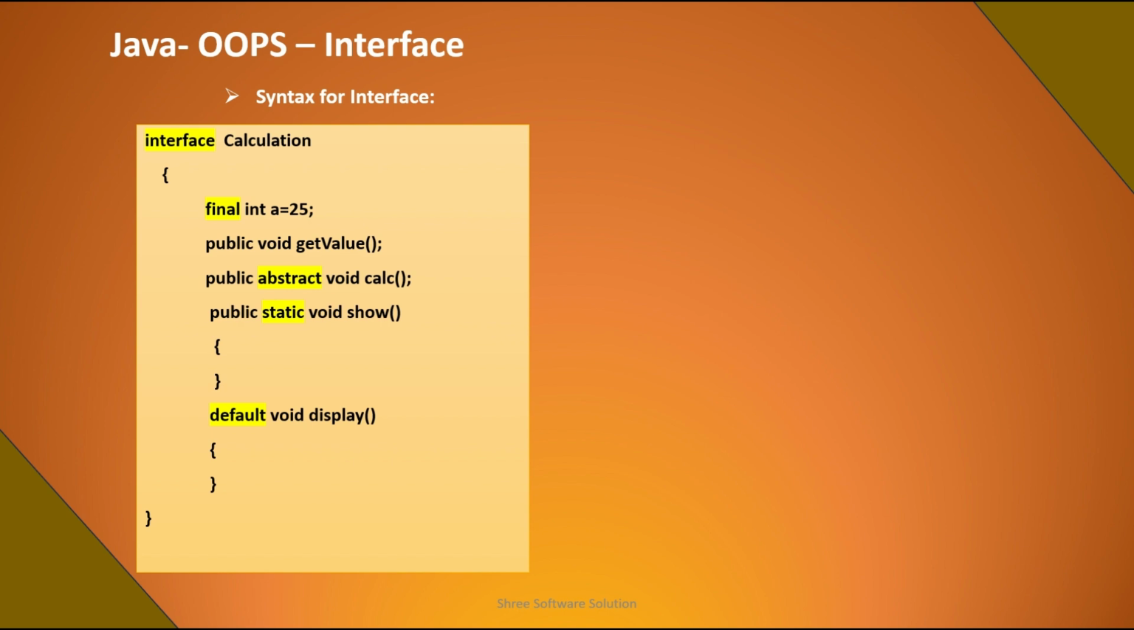Okay. And by default we have a final keyword. So it is used to check whether the value is assigned for that variable or not. If you have not assigned the value, it will display the error message here.